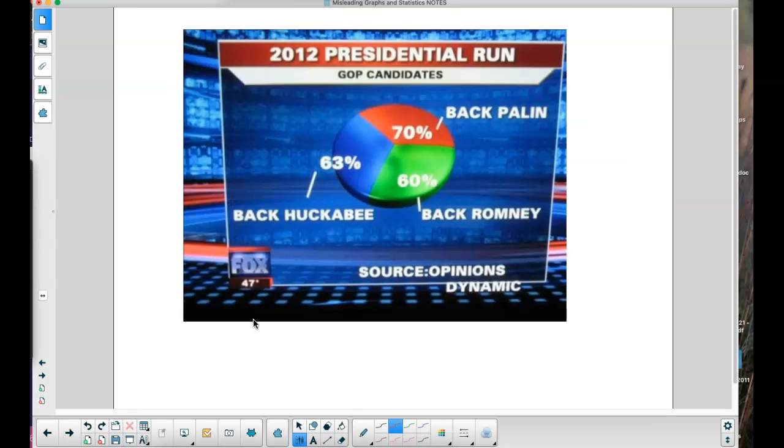Here's some interesting ones. Okay, these are actual graphs that were shown on the news, and it amazes me that this happens. Fox News is kind of, if I Google misleading graphs, Fox News comes up with the most misleading graphs of any news station. Look at this circle graph that they tried to make.